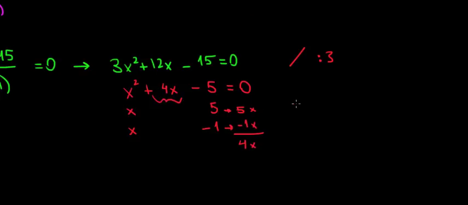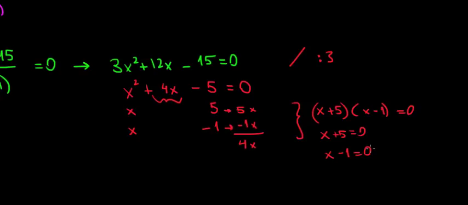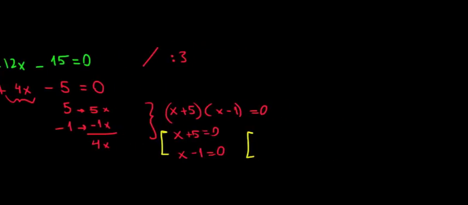So this should work out, which means that we would have as a result x plus 5 times x minus 1 equals 0. So either x plus 5 is 0 or x minus 1 is 0, which means that the result that we're getting is that x is either minus 5 or x equals 1.